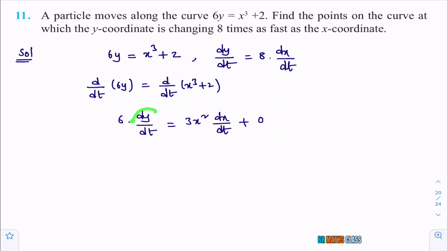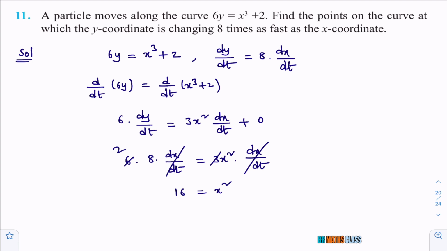Now in this equation, I'll use this information. You see here dy by dt is there. In place of dy by dt, I'll write 8 into dx by dt. So 6 into 8 times dx by dt equals 3x square into dx by dt. Here dx by dt will get cancelled. 3 into 2 times. What will you get from this? 2 into 8 is 16. You get x square equal to 16.